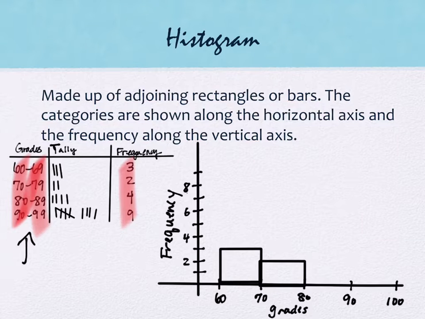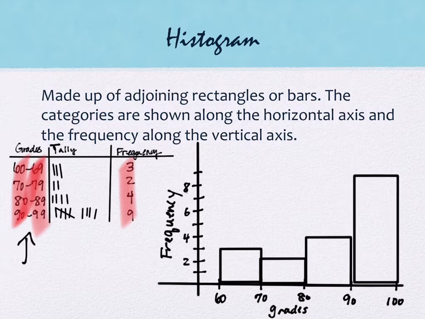And then I have 4 in the next category. And the last one is supposed to be 9.